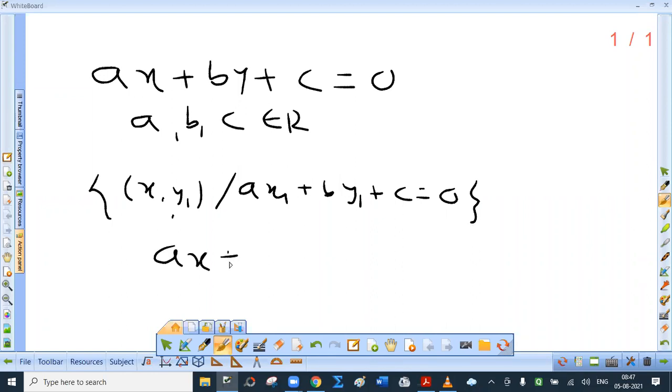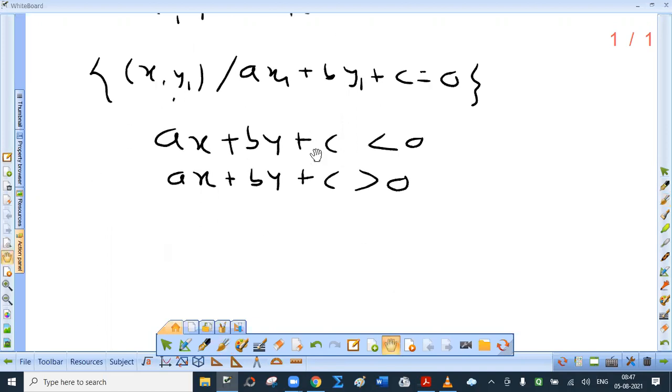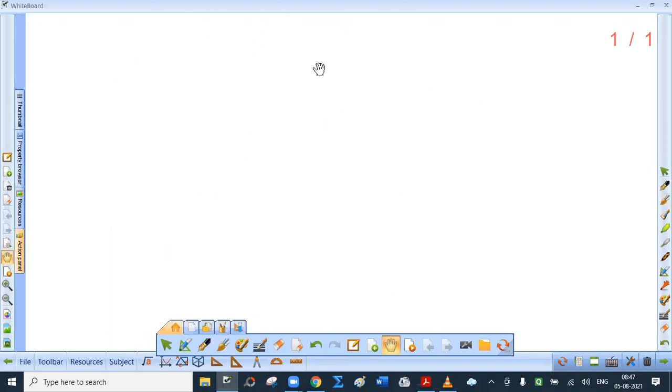One will be represented by ax plus by plus c less than 0 and the other by ax plus by plus c greater than 0. Is that clear? Now, we discuss linear inequations in two variables. Today we won't be able to solve linear programming problems. Initially, we have to discuss how to draw the graph of linear inequations. Then we have to consider a system of linear equations.